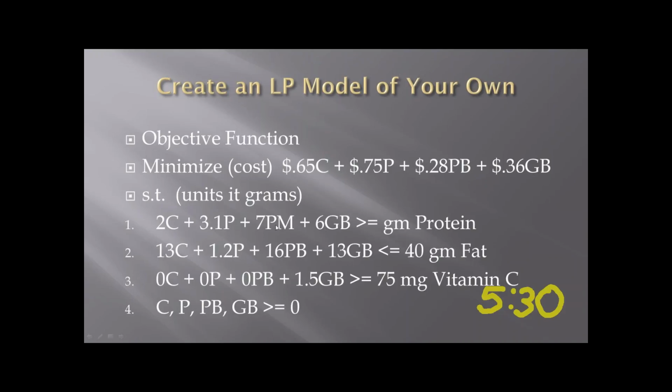And it's subject to some certain constraints. I have to have at least 2 grams of protein. Well, there's 2 grams of protein in chocolate, 3 in, etc. So you can see I had to look this up online to see what the grams were in a serving of chocolate, popcorn, peanut butter, and granola bars, and how many grams of fat were in each one of those 4 products, and then how much vitamin C were in each one of those 4 products. Only the granola bars had vitamin C. And so these are my constraints.